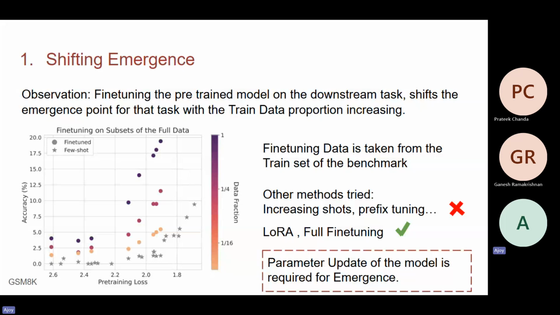Emergence is the sudden spike. Before, it was a very trivial accuracy of zero. That's what emergence means: something which does not happen at small scale models, and happens abruptly in larger scale models. So when we fine tune on different amounts of fine tune train data, and evaluation happens on the same test set, they find that the emergence curve shifts to the right.